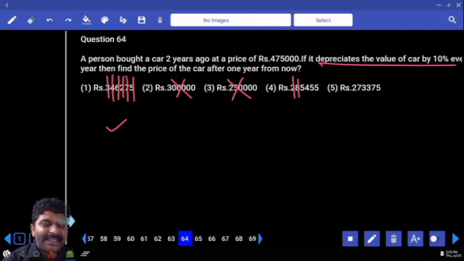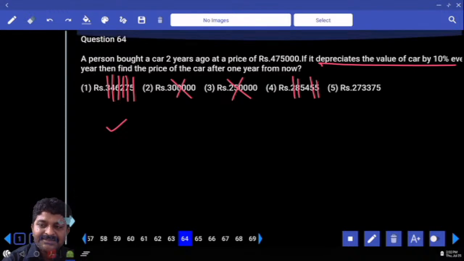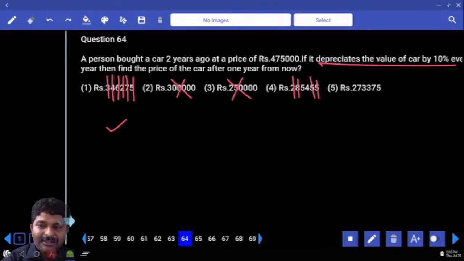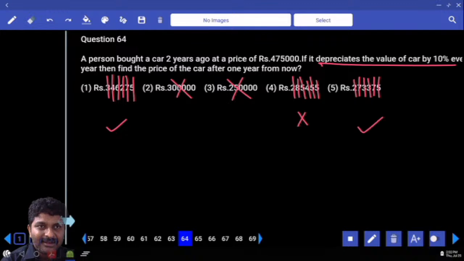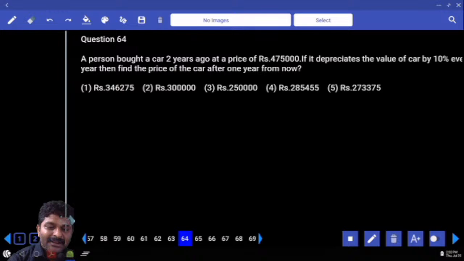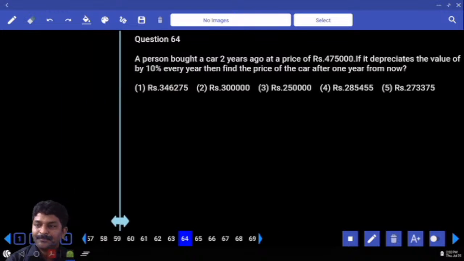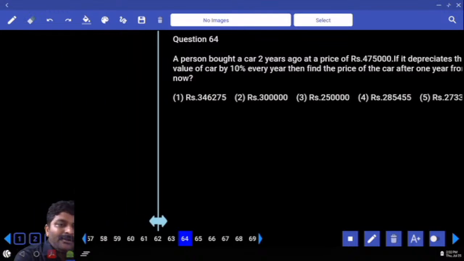2 plus 8, 10. 5 plus 5, 10. Total 20. 5 plus 4, 9. 29. Not possible. Right? 7 plus 2, 9. 7 plus 3, 10. Plus 3, 13. Plus 5, 18. A multiple of 9. Two possibilities are there. Okay? So we have to calculate. Yes? Right. 2 years back, 1 year back, present, and after 1 year.